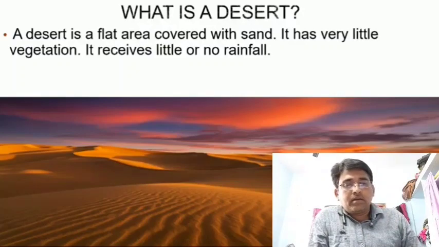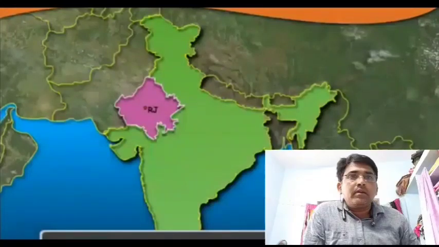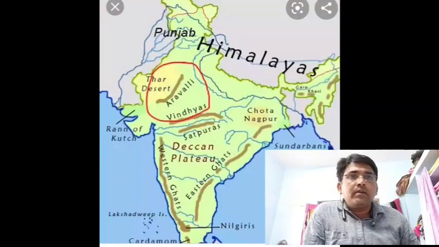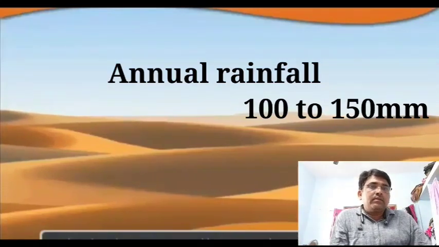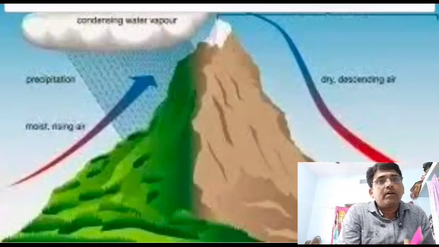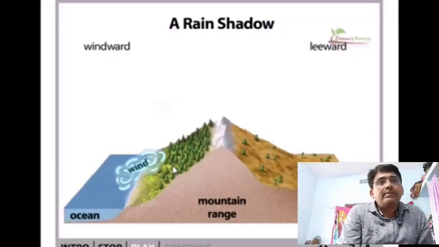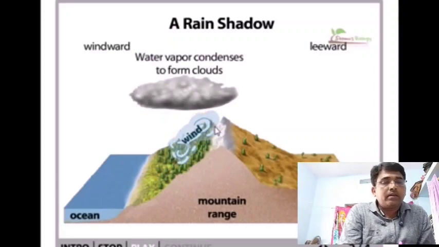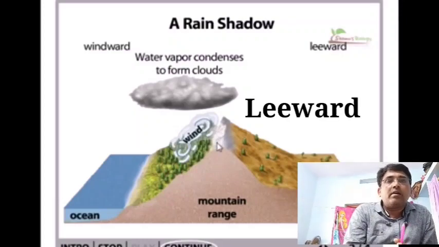Our desert occupies much of western Rajasthan. This is located on the leeward side of the Aravalli. It receives a very low amount of rainfall, ranging from 100 to 150 millimeters per year. What is a leeward area or rain shadow area? The leeward side is the drier side of the mountain. The side on which rain-bearing winds don't reach due to the mountain is called the leeward side.